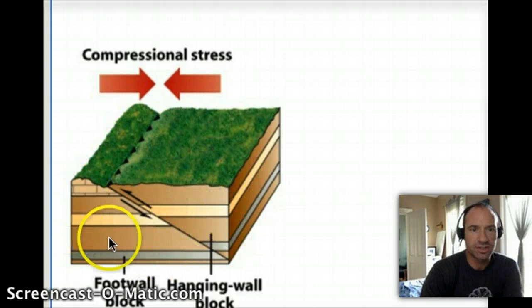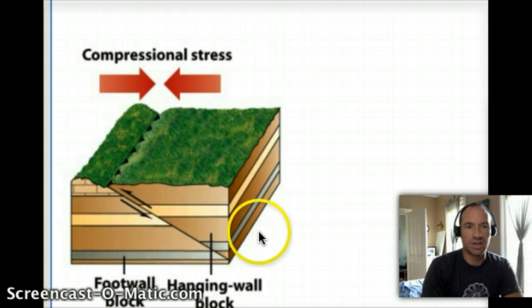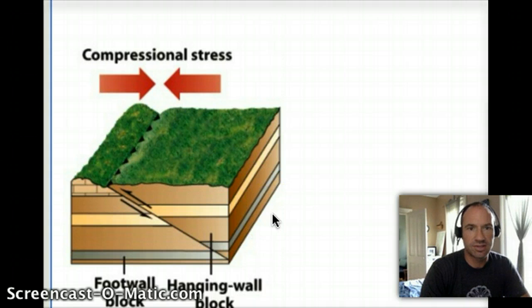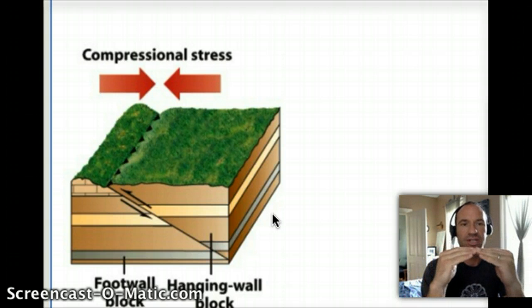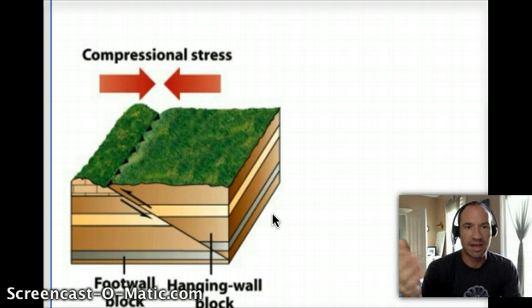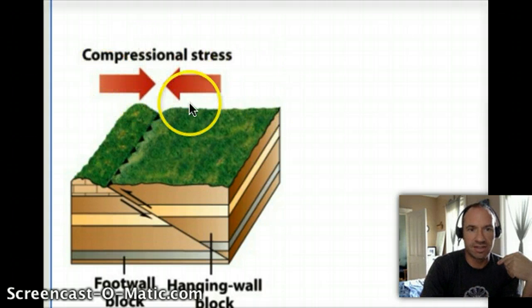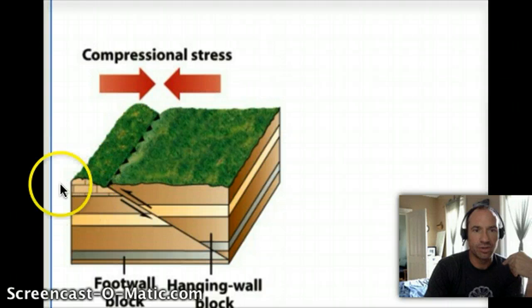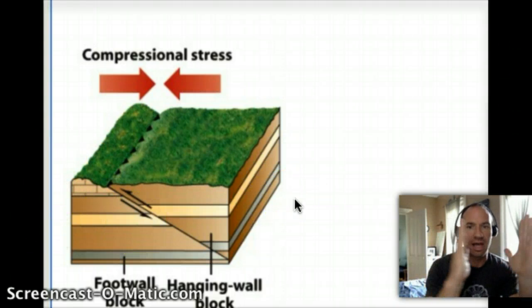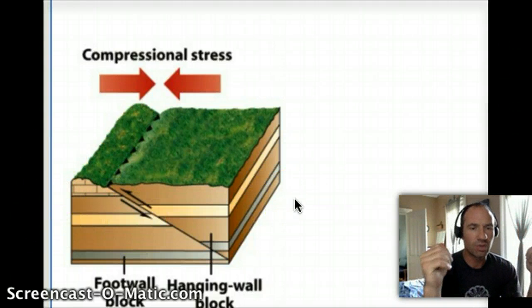So the first one here is a graph of a fault that results under compression stress. This is basically when you've got two blocks and they're being squished together. Now imagine that we've got arrows. Well, we don't have to imagine, the arrows are actually on here. We've got these arrows up at the top. Imagine you've got a bulldozer here on this side and a bulldozer here on the other side, and they're pushing these blocks together. What's going to happen?